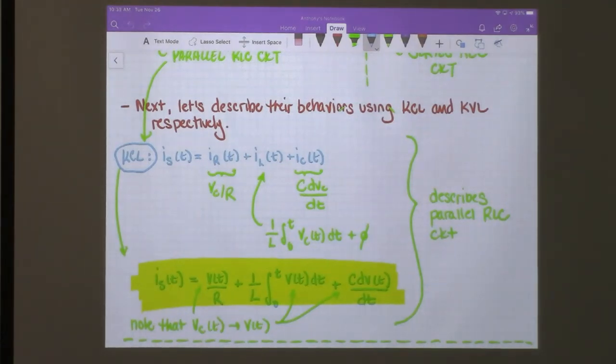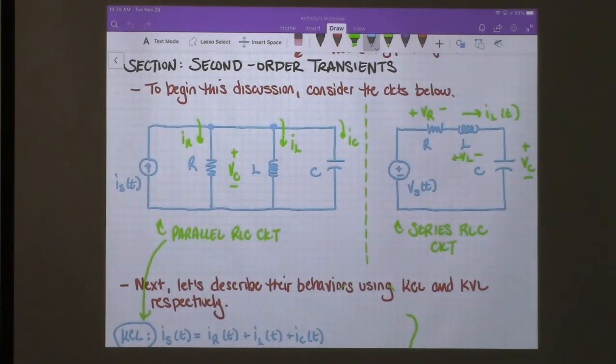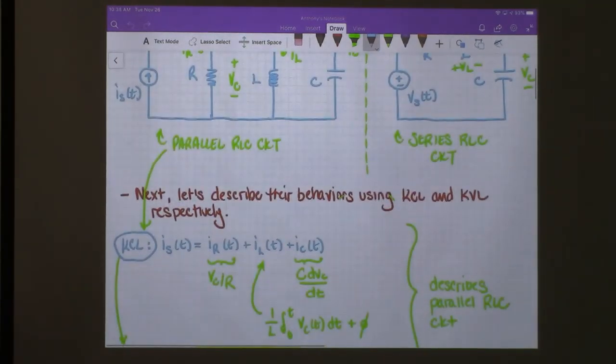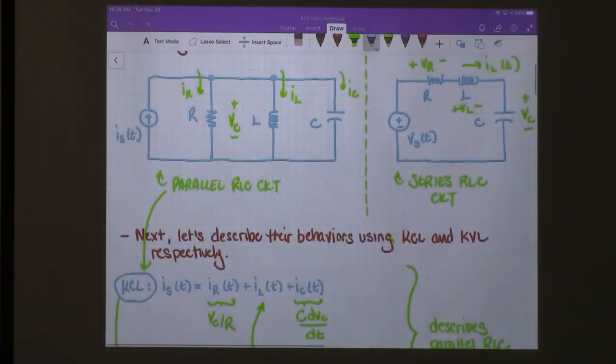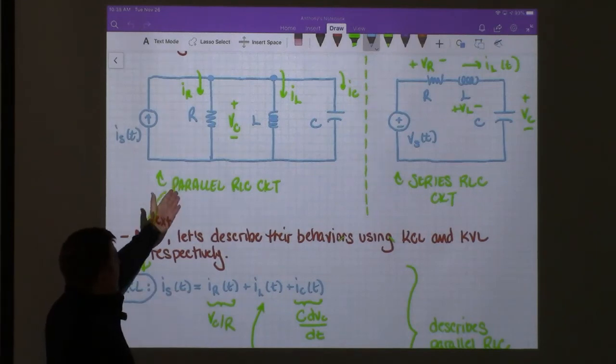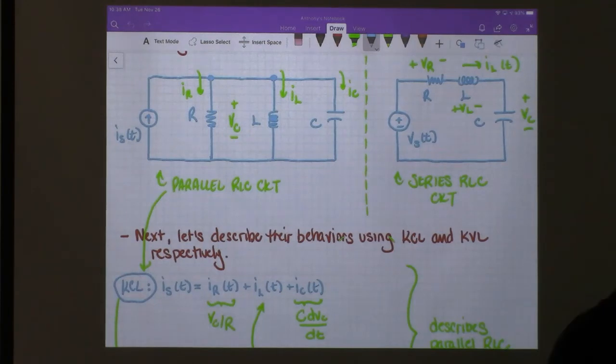So how would we describe the RLC circuit? This is a single node pair, so it makes sense to use KCL to describe the system behavior. So what we have is IS is equal to IR plus IL plus IC. And that backs up what we see with regard to the labeled currents above.